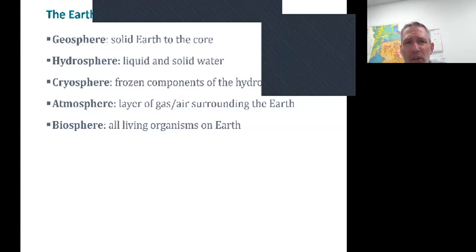But when we start looking at it, we breathe air. We're mostly water. We grow our food in soil, in the geosphere. We use all sorts of different resources in that geosphere. So using an Earth system to classify is good for some things, but realize it can get really, really messy really, really quickly.